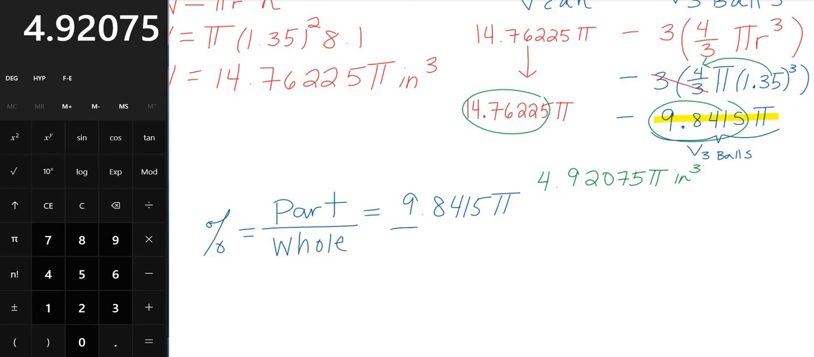Now the whole thing, well, the tennis balls are inside of the can, and they want to know what percentage of the can is taken up by those tennis balls. So I'm going to put the volume of the can as my denominator, which we got as our first piece. So let's go ahead and write that down as our denominator.